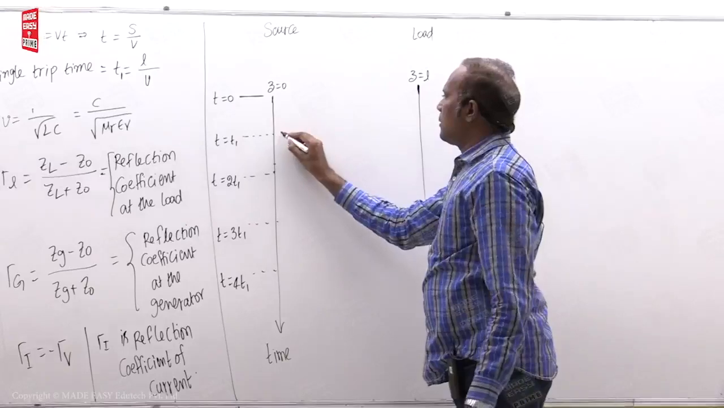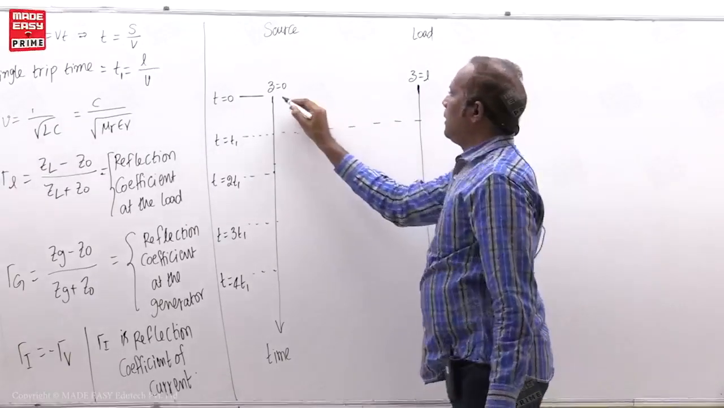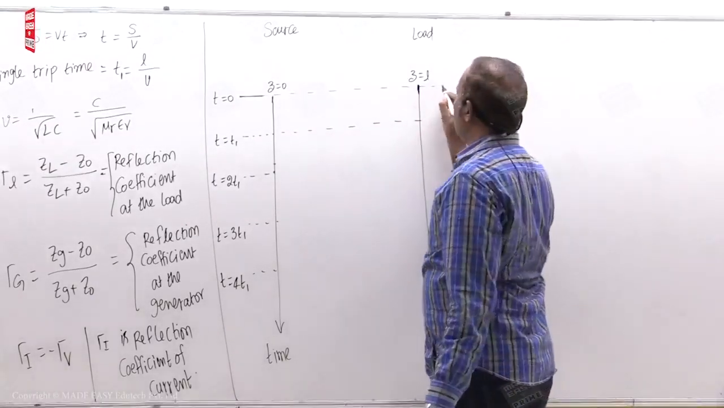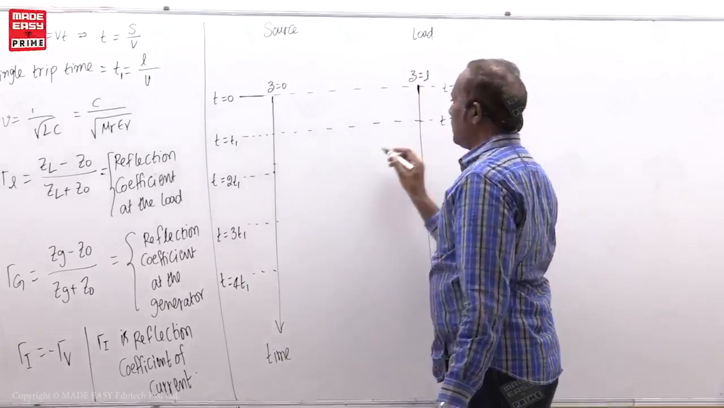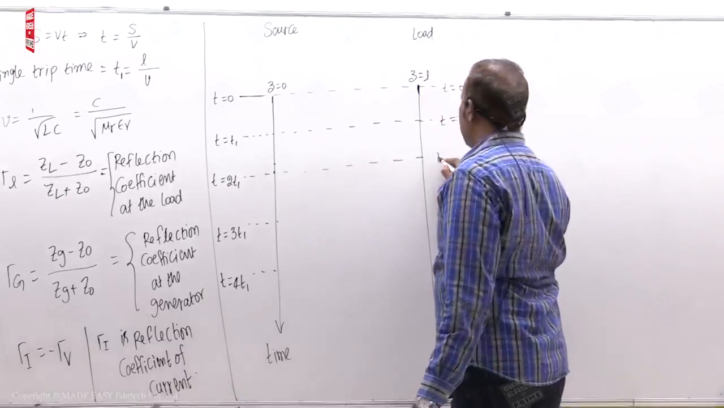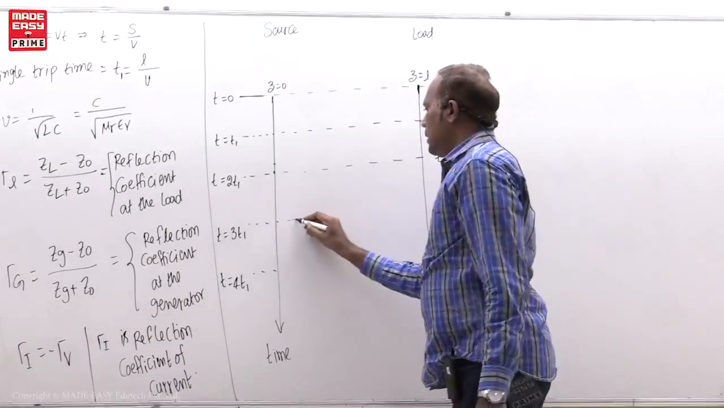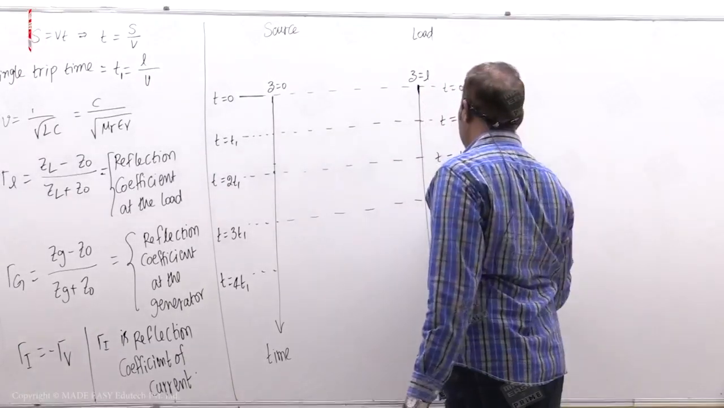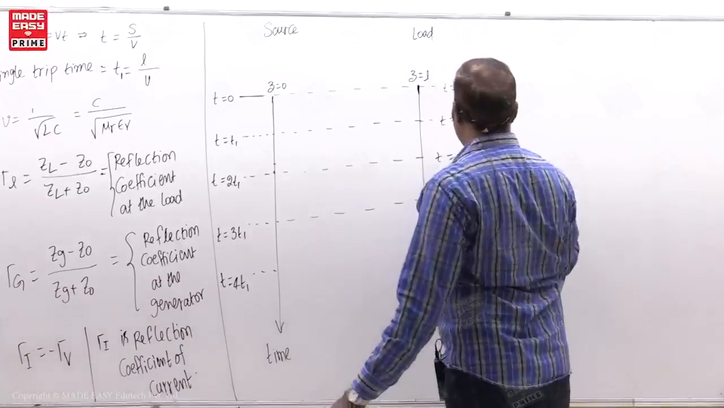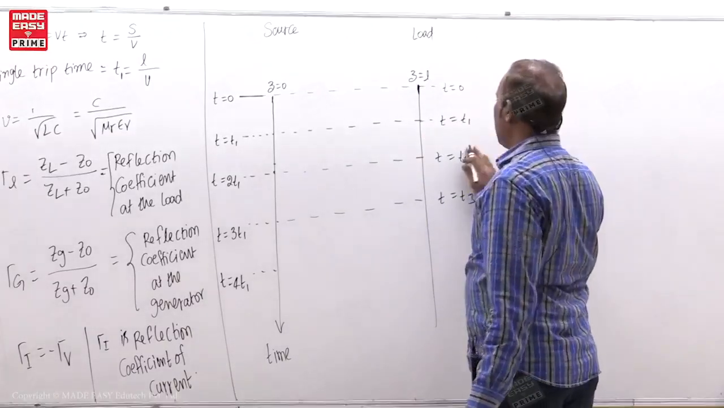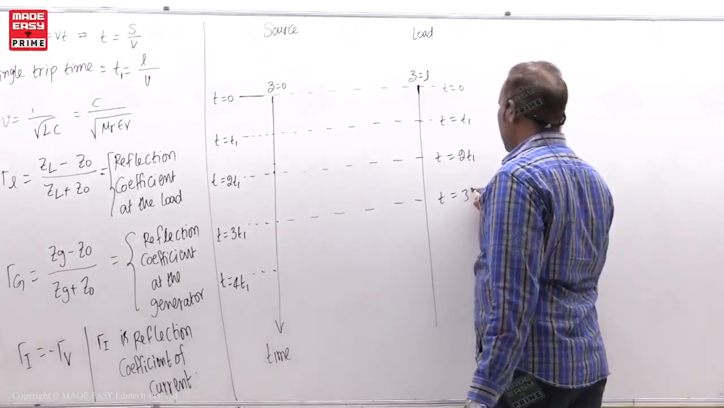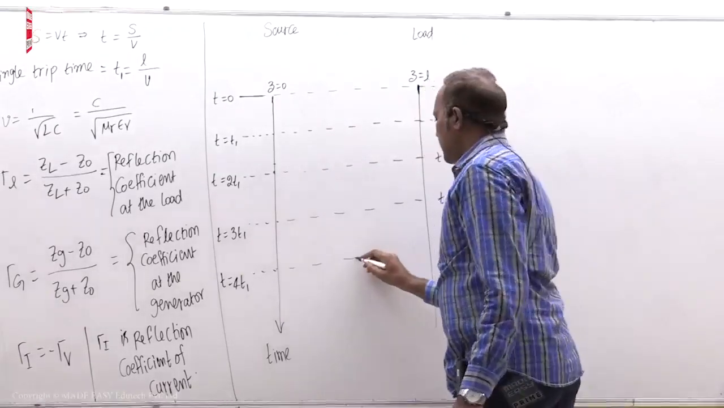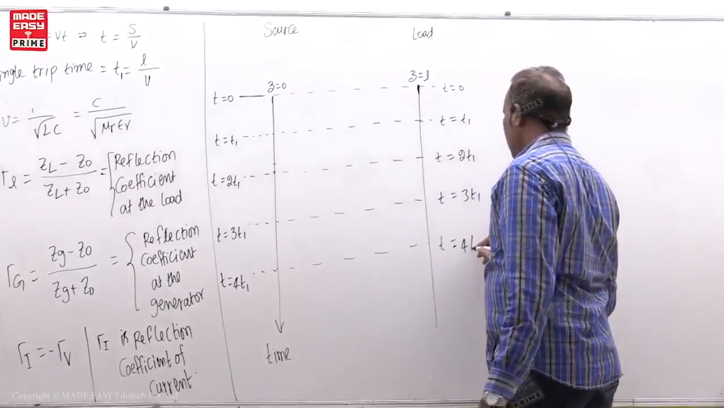So I am drawing it like this, and this is the t is equal to 0 time, and t is equal to t1 time, and this is t is equal to t2 time, t is equal to t3 time. That is t1, this is 2t1, this is 3t1, and this is t is equal to 4t1.